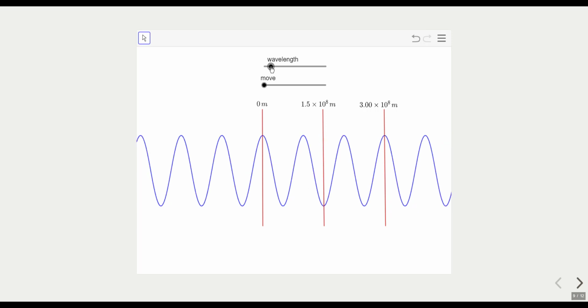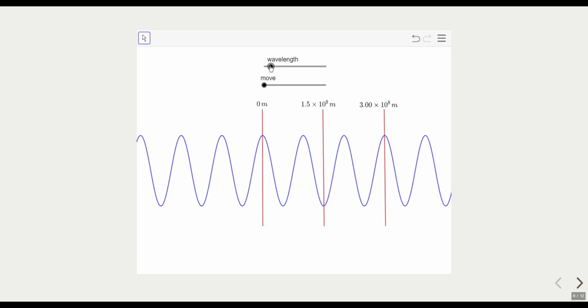Let's change the wave again. What's this wavelength? Well, here it doesn't quite line up with this line, but I can tell there's 1, 2, 3 waves that cover the distance from the left, from 0 over to 3 times 10 to the 8th. So it must be 3 divided by 3, or 1 times 10 to the 8th.